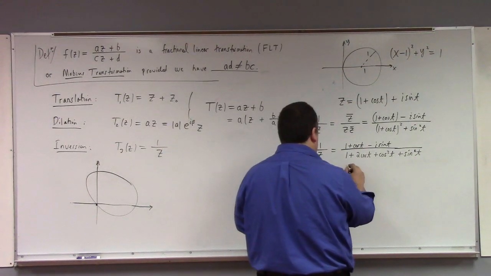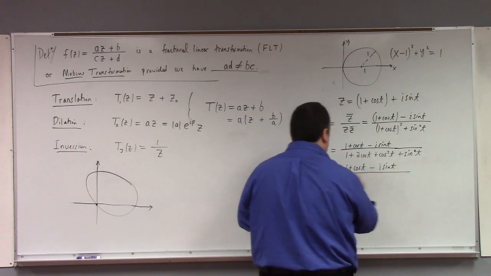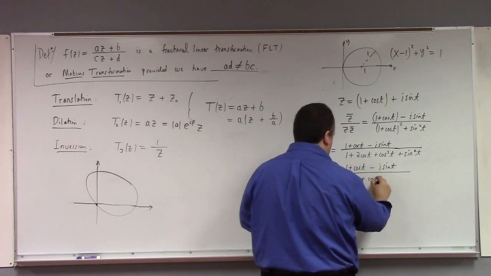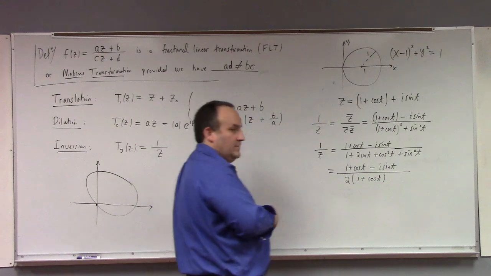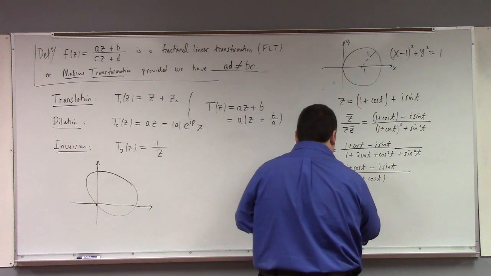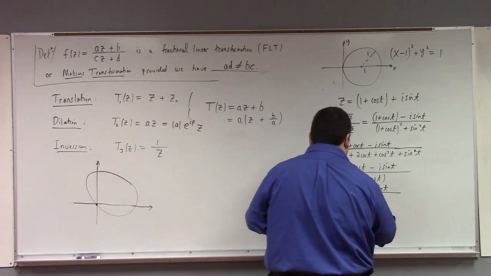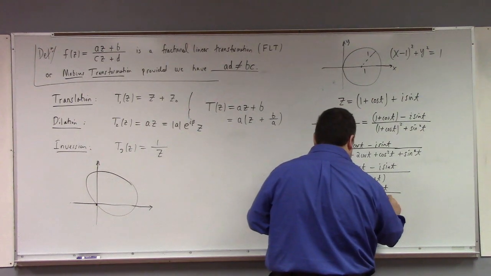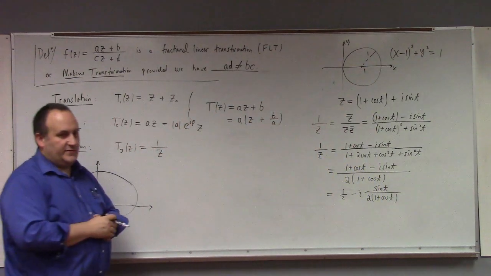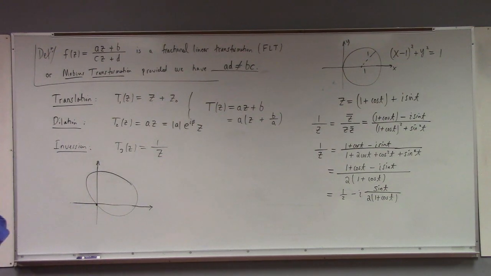So it looks like we can rewrite this as 1 plus cosine t minus i sine t divided by twice 1 plus cos t, which we could rewrite as 1/2 minus i times the sine of t divided by 2 times 1 plus cos t. So that's the image of the circle under the reciprocal map. Can we understand what that is? What's going on here?